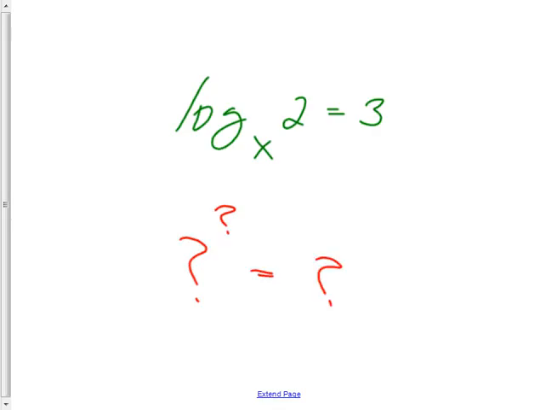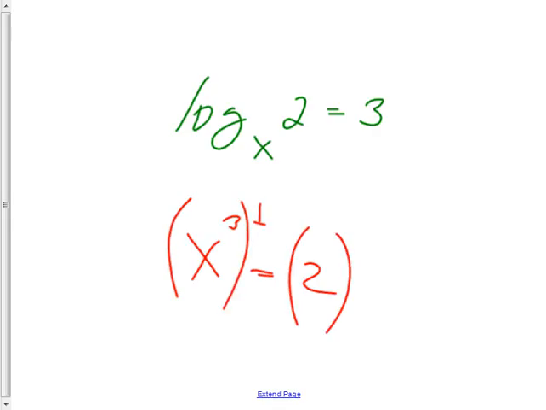X to the 3rd equals 2. Now, you may not have this one memorized, but do you know how to solve it the rest of the way? Okay. Just get the x alone by putting it to the power of what? 1/3.